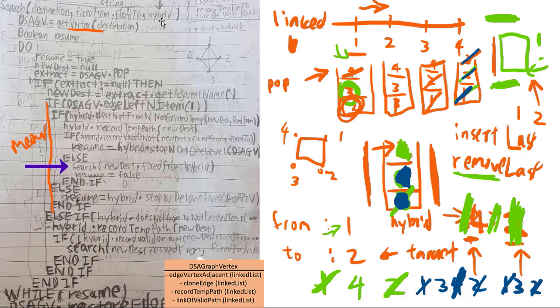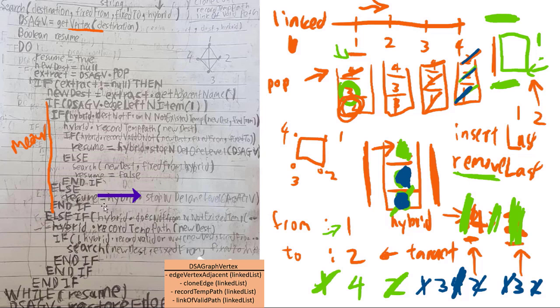Then you're going to pass the hybrid again. So it's going to keep continuing this while loop until it reaches this end. When you reach this end, you're going to check one. If the one is from, for example from the destination, you're going to enter here.